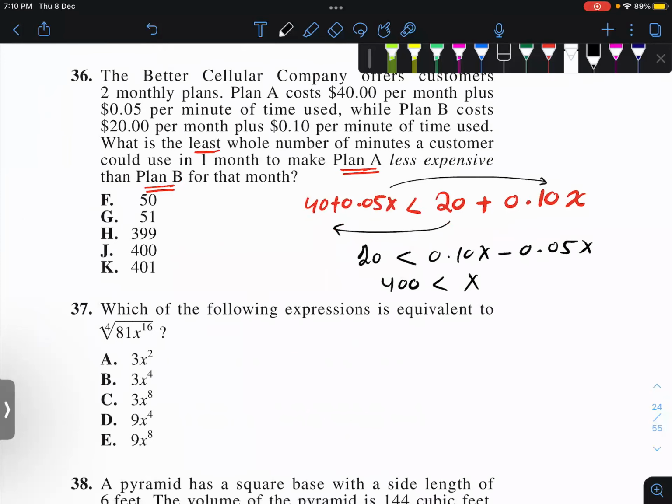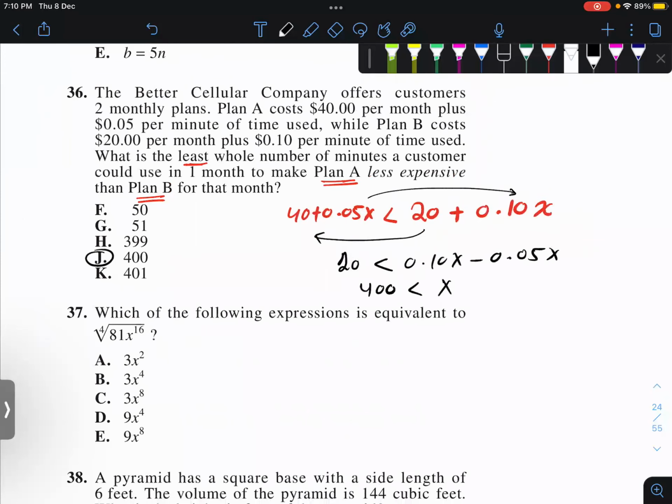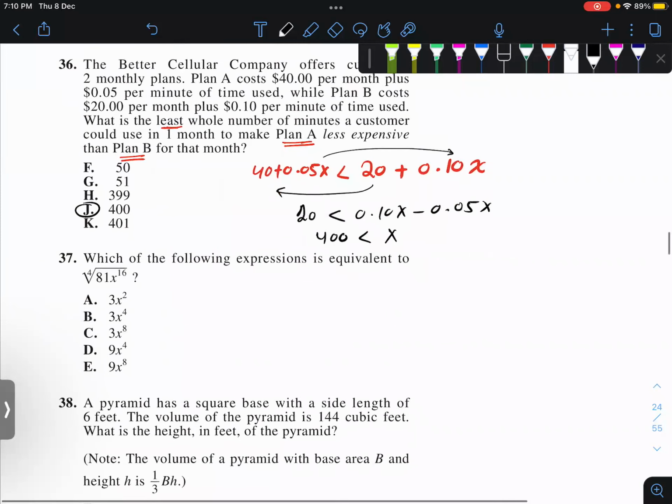400, meaning x greater than 400. This is the least whole number of minutes a customer could use in 1 month to make plan A less than plan B. Is it correct with you? The answer is J. No. This is the least number. We need something greater than this, so the answer is K.